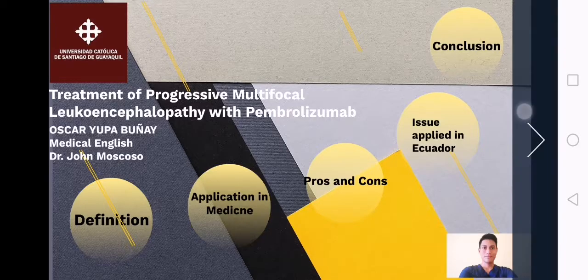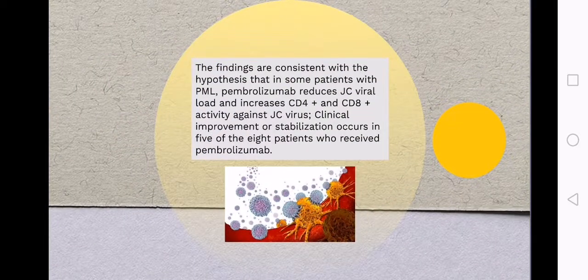Conclusion. The findings are consistent with the hypothesis that in some patients with early pembrolizumab, reduced JC viral loads decrease CD4-positive and CD8-positive activity against JC virus. Clinical improvement or stabilization occurs in 5 of the 8 patients who received pembrolizumab.